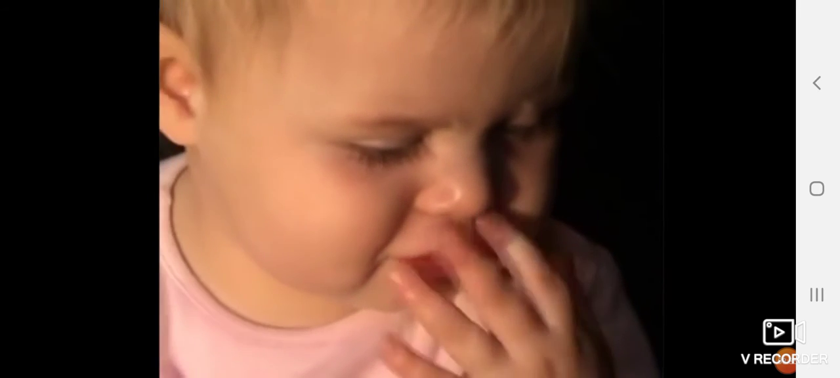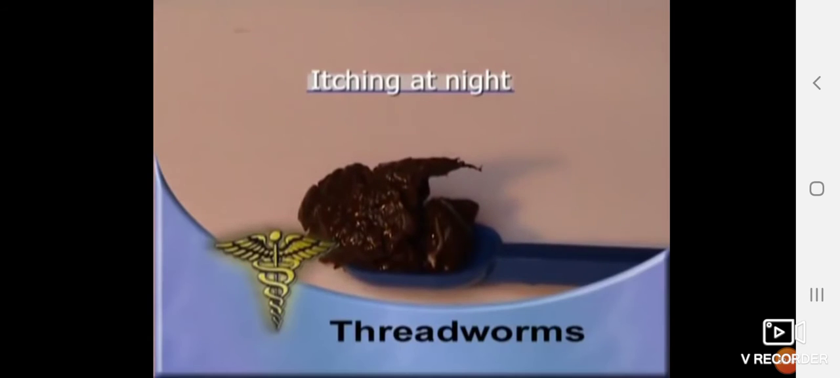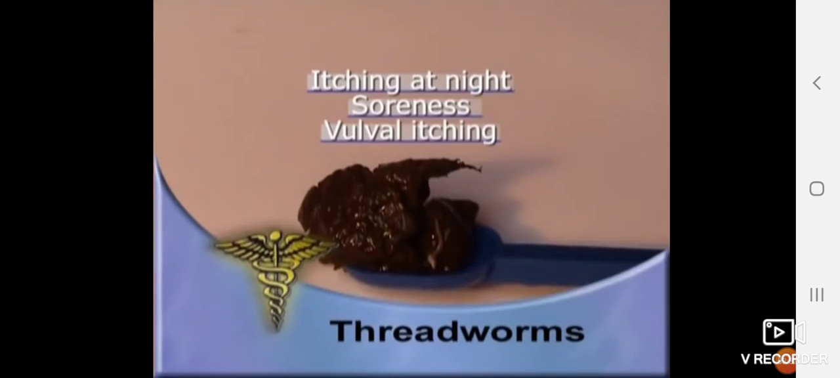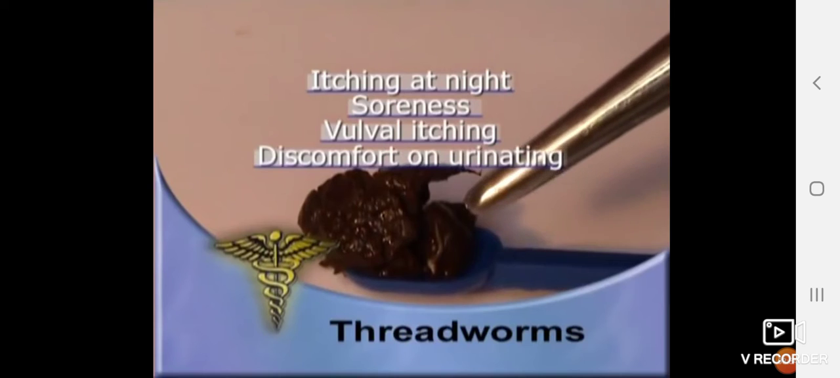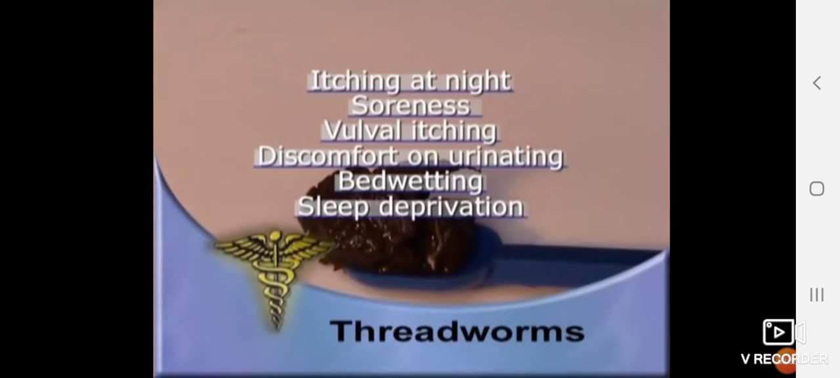Threadworm infection is commoner in young children for this reason. They are more likely to have poor hand hygiene and more likely to put their fingers in their mouths. Threadworm infection causes itching, which is usually around the anus and more noticeable at night. Infection can result in marked soreness, vulval itching, discomfort when urinating, bedwetting, sleep deprivation, and irritability.